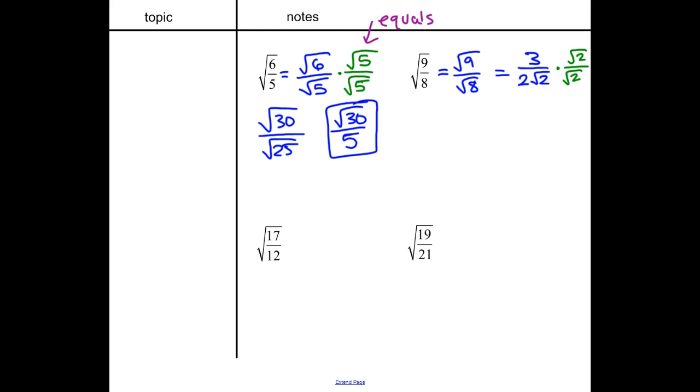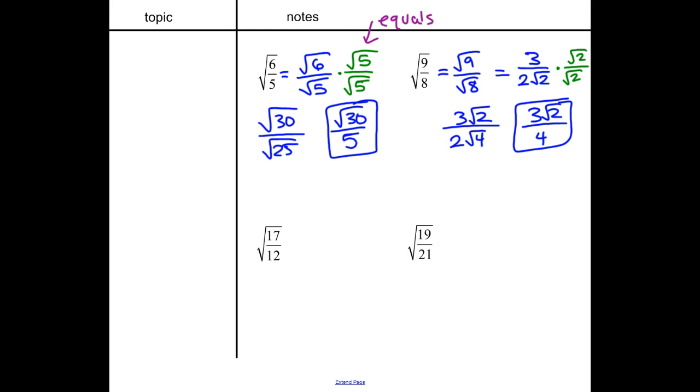On the top, it's going to be 3 times the square root of 2. On the bottom, we do outside times outside. Well, that's just 2. And inside times inside is the square root of 4. So let's simplify that a little bit more. We have 3 times the square root of 2 over, well, the square root of 4 is 2, so 2 times 2 is 4. And there's our fully simplified version of that radical.